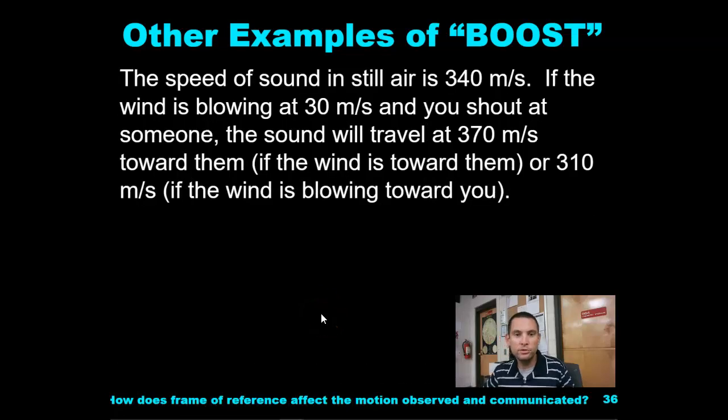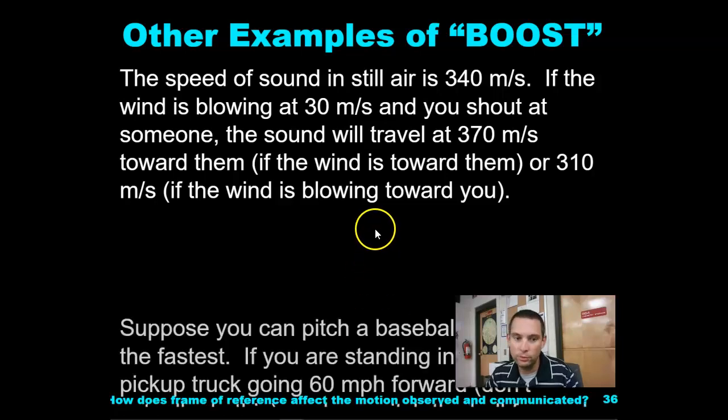Some other examples of boost. Speed of sound in still air is 340 meters per second. If the wind is blowing at 30 meters per second and you shout at someone, the sound will travel at 370 meters per second towards them, or 310 meters per second if the wind's blowing towards you.